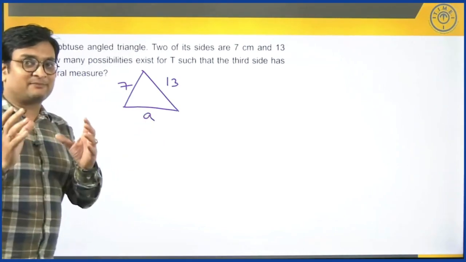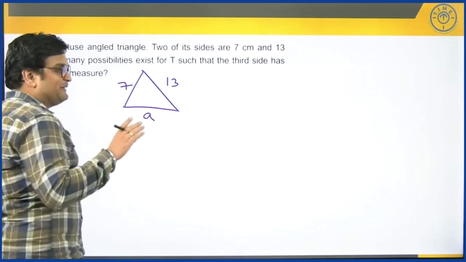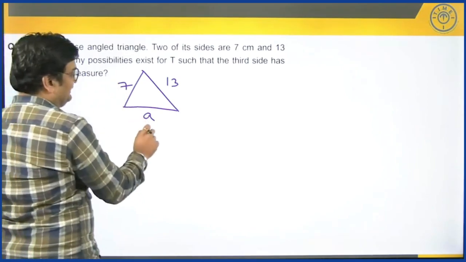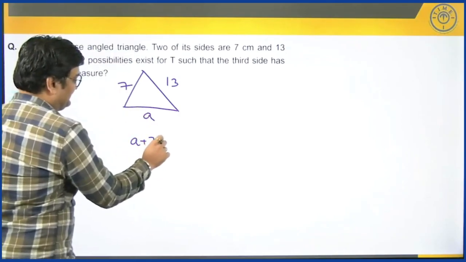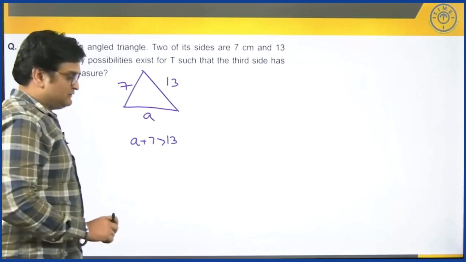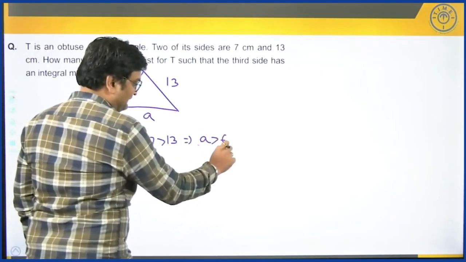Okay. So first let's apply the triangle inequality. What is the triangle inequality? The sum of any 2 sides should be greater than the third side. So can I say the sum of these 2 sides, A plus 7, should be greater than 13? That would mean A should be greater than 13 minus 7, which is 6.